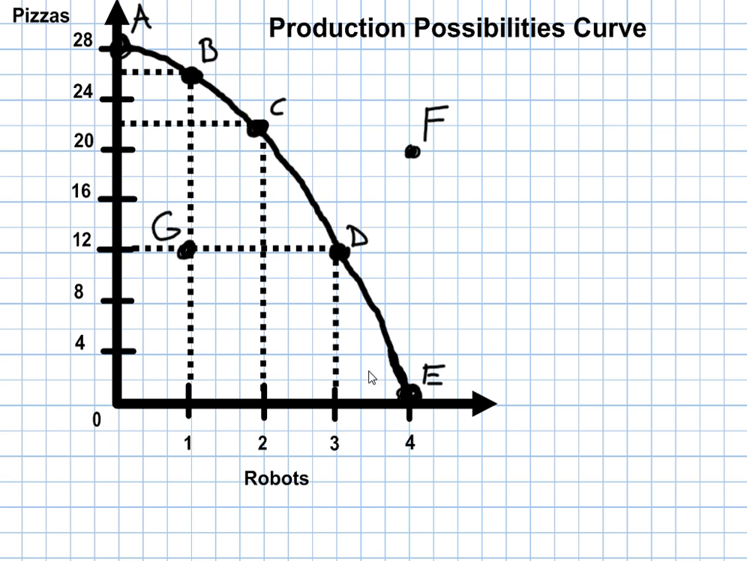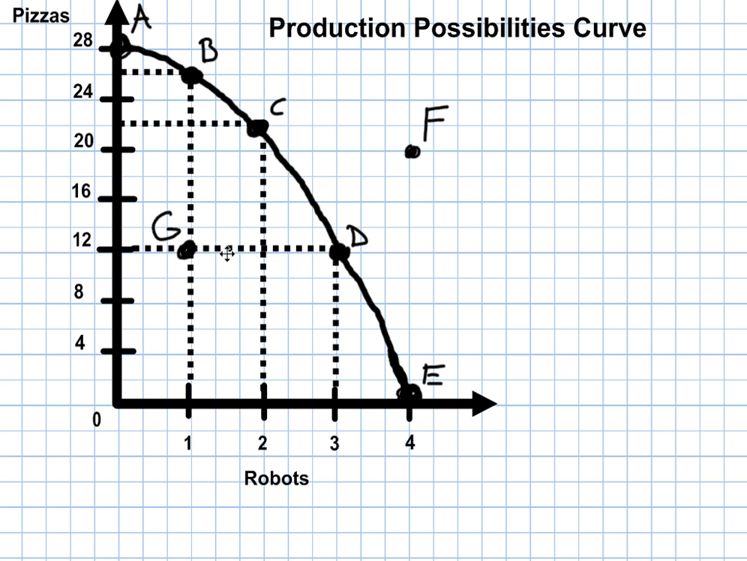efficiency, all of the points A, B, C, D, and E are efficient. Any point that lies along this curve itself is efficient because it is using all of the available resources and technology. We can't make any more than that. So you've got everything in terms of resources and technology being used. You're fully efficient. A point like F is not possible, so the question of efficiency doesn't even come up.